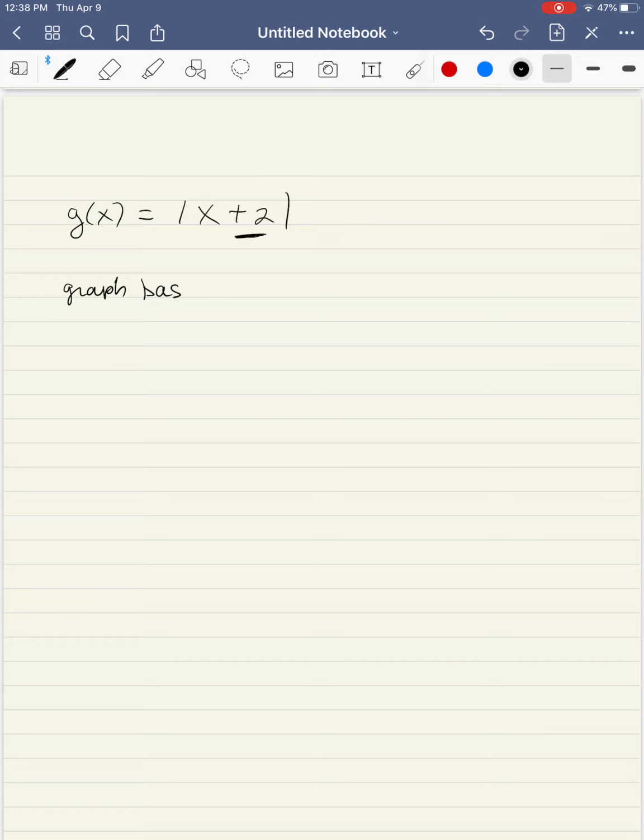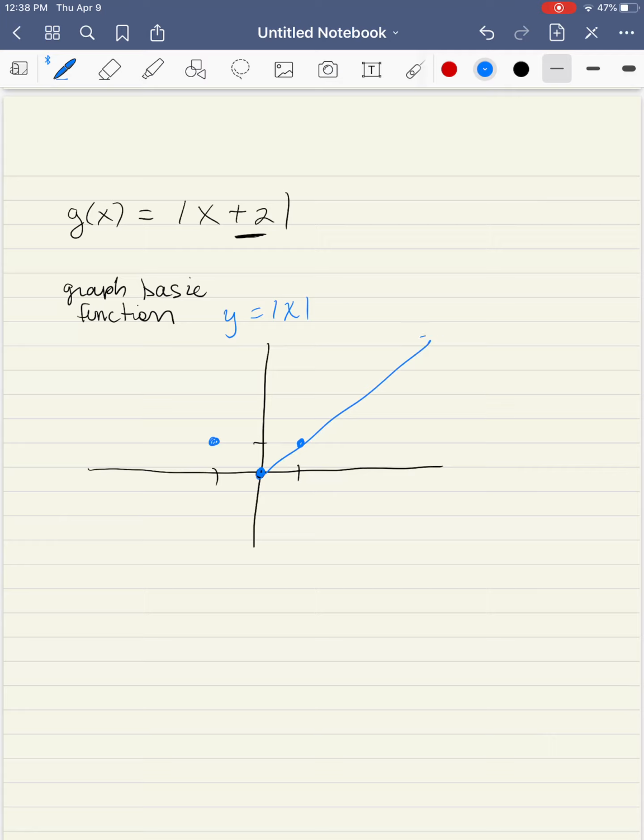So let's go ahead and graph my basic function. In this case, y equals absolute value of x. And I'm going to do that plotting those three ordered pairs. And I'm going to make this a little larger so we can see what's going on. So we have 0, 0, 1, 1, and negative 1, 1. So this is my basic function, y equals absolute value of x.